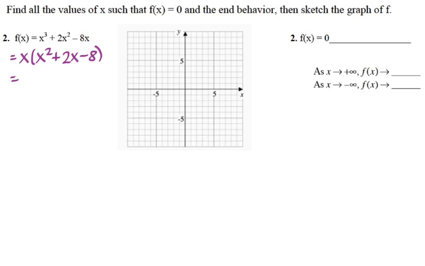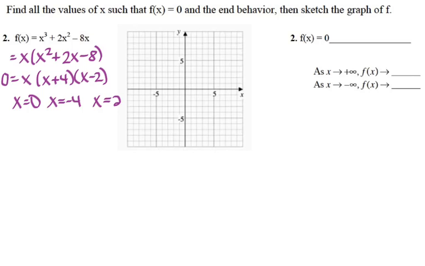Your quadratic can be factored further. Two numbers that multiply to negative 8 and add to 2, that's positive 4 and negative 2. And then when it says find the values that f of x equals 0, that means I'm taking my polynomial and setting it equal to 0. So my first 0 is at 0, my second one is at negative 4, and my third one is at positive 2.